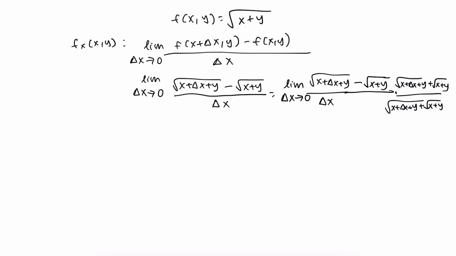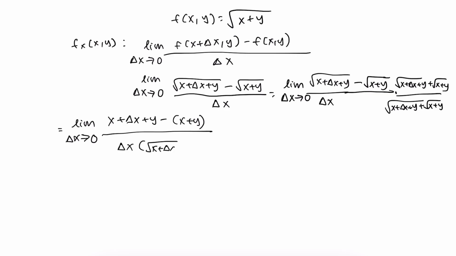And because we need to multiply by only one, we need to make the denominator and numerator this conjugate. So the numerator becomes a difference of two squares. So we get x plus delta x plus y minus x plus y. And the bottom just becomes delta x times our conjugate. So x plus y minus x plus y cancels out, and then our delta x also divides, so these cancel into a 1.